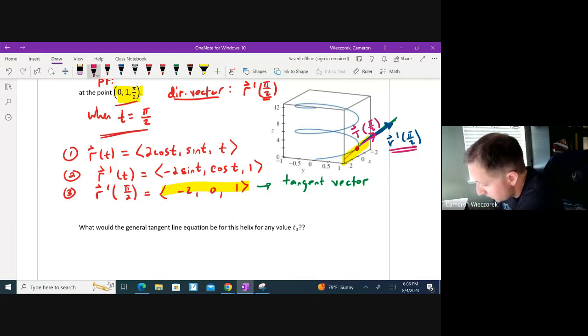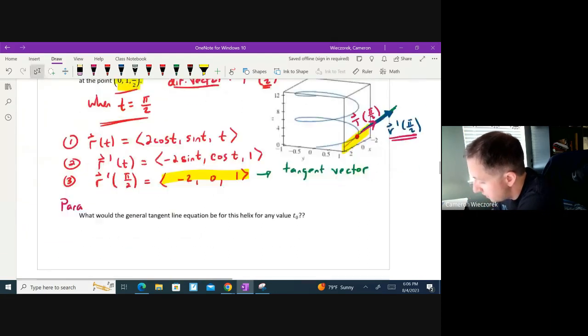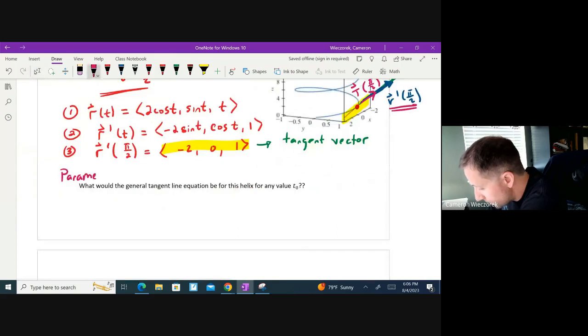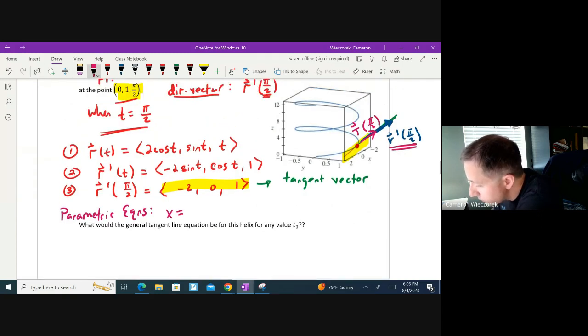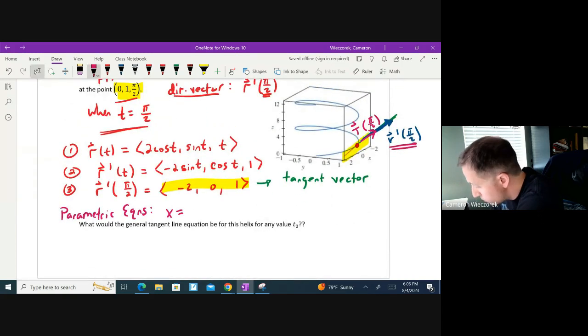Okay. So putting it all together, my parametric equations, did they ask parametrically? They asked for parametric. Yep. So my parametric equations for that tangent line, x is going to be the point for x was 0. So 0 minus 2t.